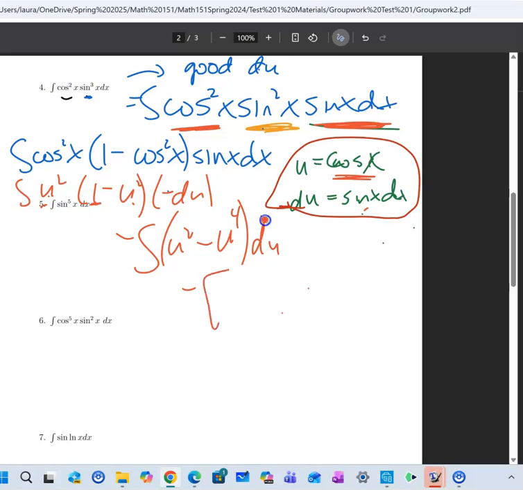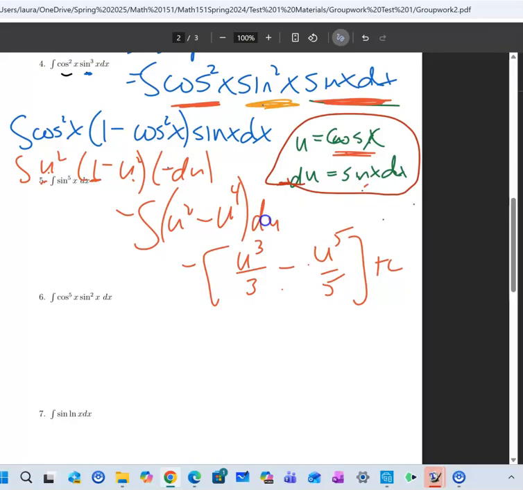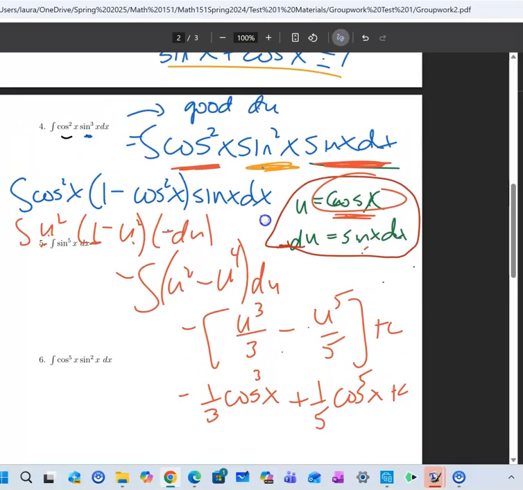So then I say, okay, so that's u cubed over 3 minus u to the 5th over 5 plus a c. And then you put the u back in. So negative 1/3 cosine cubed x. And I'm just going to distribute this, not necessary, but I'm just going to do it, u to the 5th, and then plus a c. All right. So then let's look at this next one.